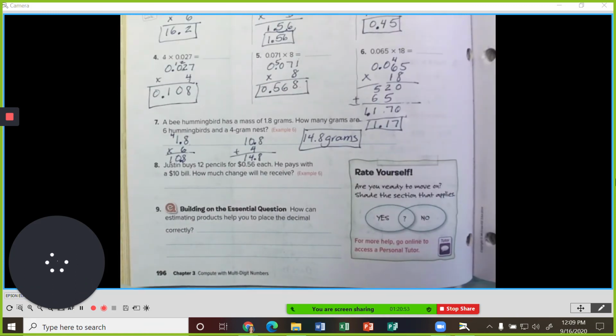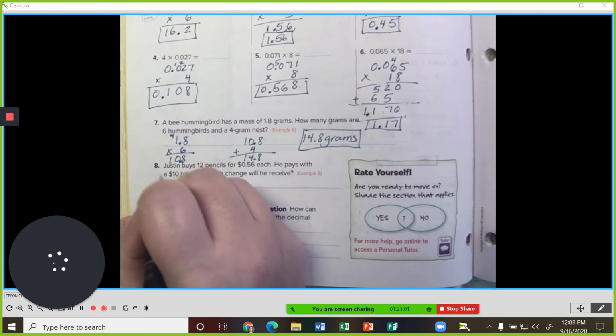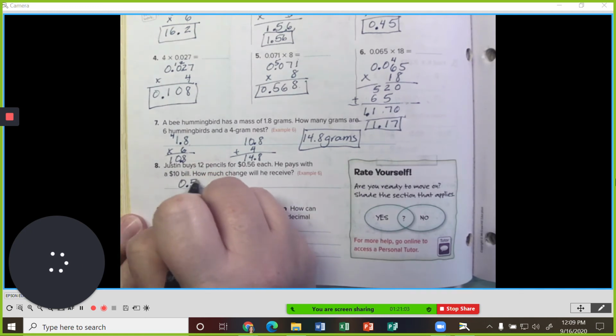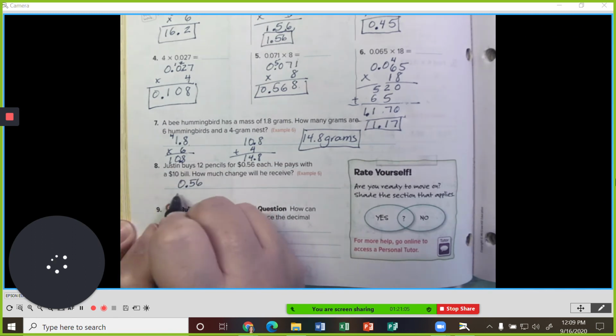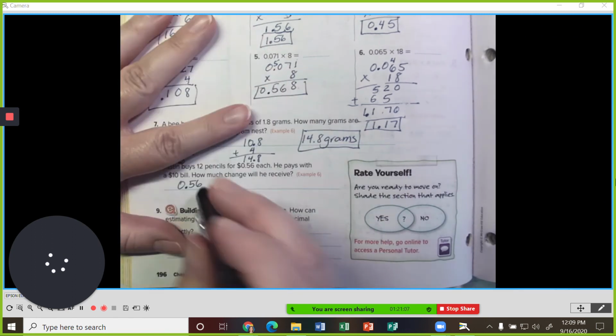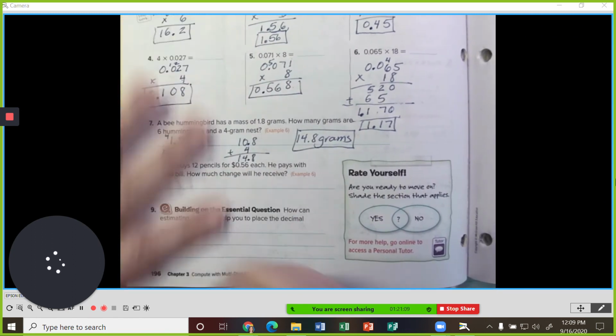Justin buys 12 pencils for 56 cents each. He pays with a $10 bill. How much change will he receive? So the pencils are 56 cents times 12 pencils. So 0.56 times 12. I don't really have enough space here, so I think I'm going to go up here.